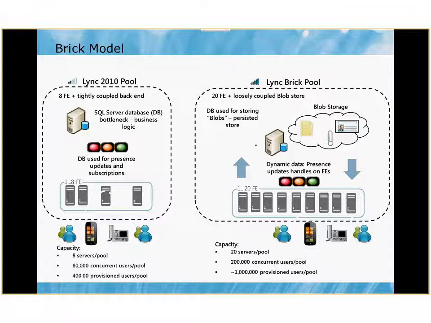So that's what we call the brick model here. It's not clustering, it's mirroring, and the RTC database is moved from the back end to the front-end server, or front-end servers in this case. Because of that, yes, the capacity has gone up.